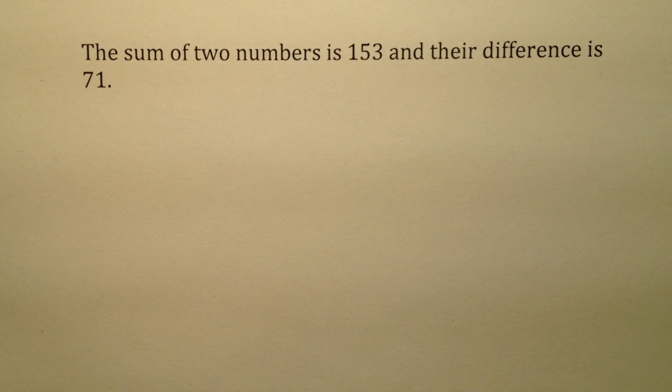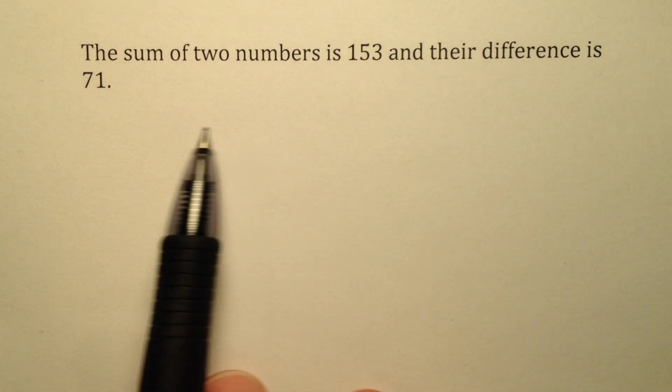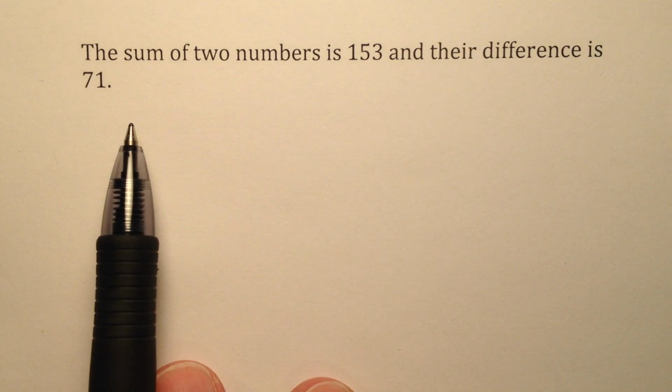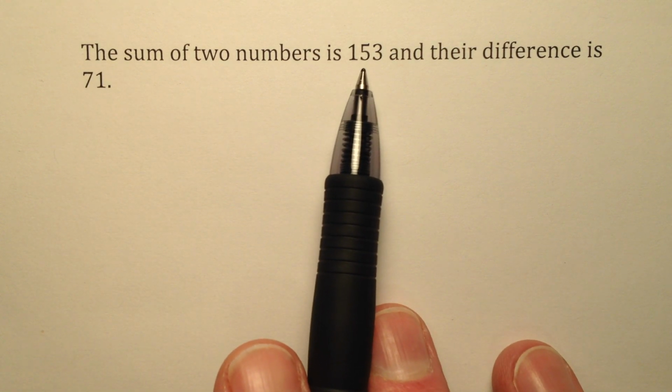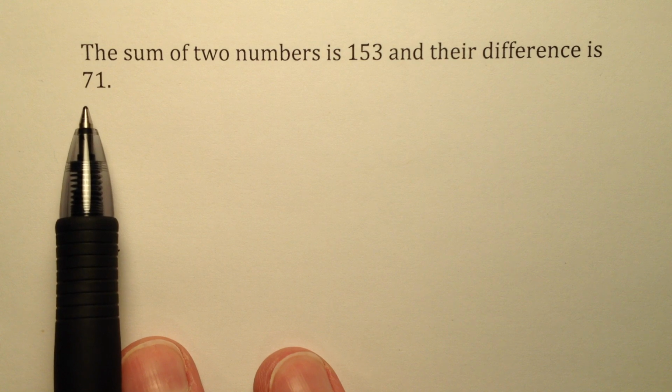In this example, we're going to write and solve a linear system to determine the two unknown numbers. And so here we have this sentence that describes the relationship between those two numbers. It says, the sum of two numbers is 153, and their difference is 71.